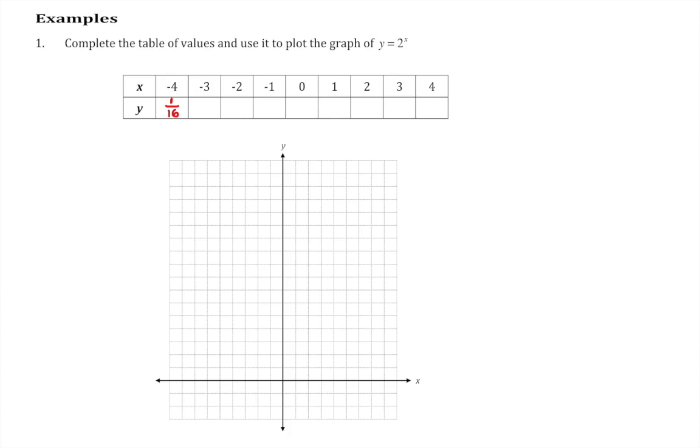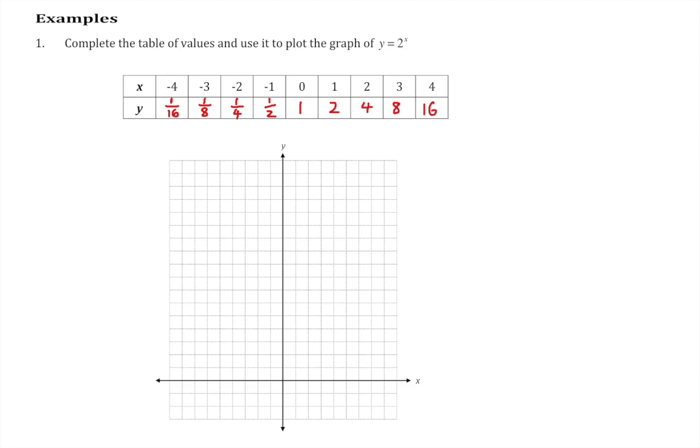2 to the power of minus 3. 2 cubed is 8, so 2 to the power of minus 3 is 1 over 8. 2 squared is 4, so 2 to the power of minus 2 is 1 over 4. 2 to the power of negative 1. 2 to the power of 1 is 2, so 2 to the power of negative 1 is 1 over 2. Anything to the power of 0 is 1. 2 to the power of 1, 2 squared, 2 cubed, 2 to the power of 4.